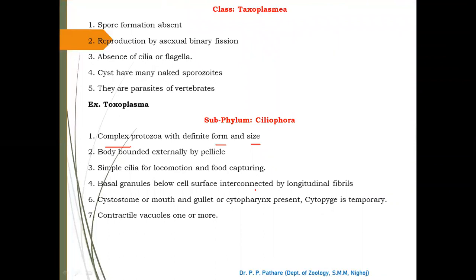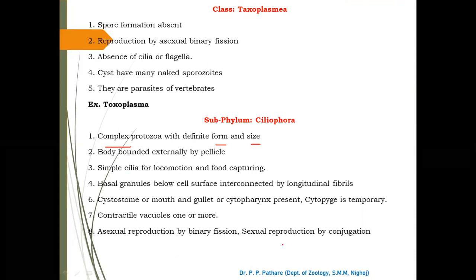Contractile vacuoles are found in one or more numbers and are helpful for feeding purposes. Ciliophorans show asexual reproduction by binary fission and sexual reproduction by conjugation. I gave the information that cilia, flagella and pseudopodia are organelles; the cilia and flagella are useful for locomotion and capturing of food material.